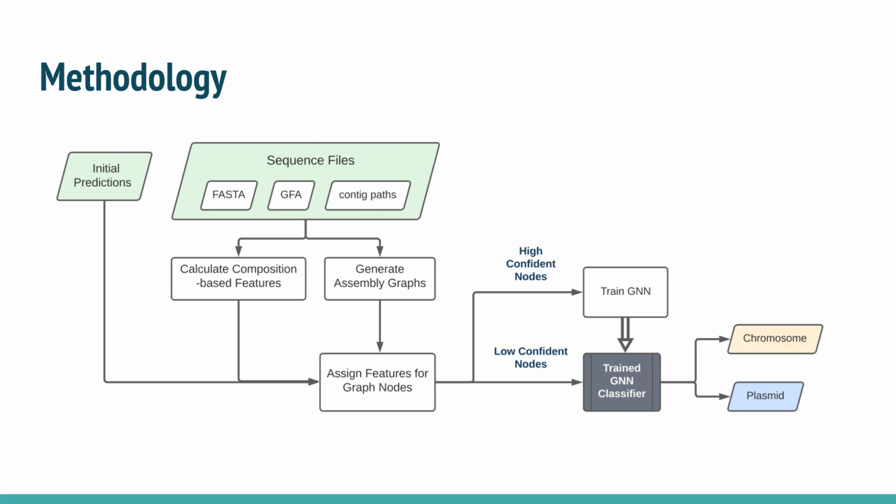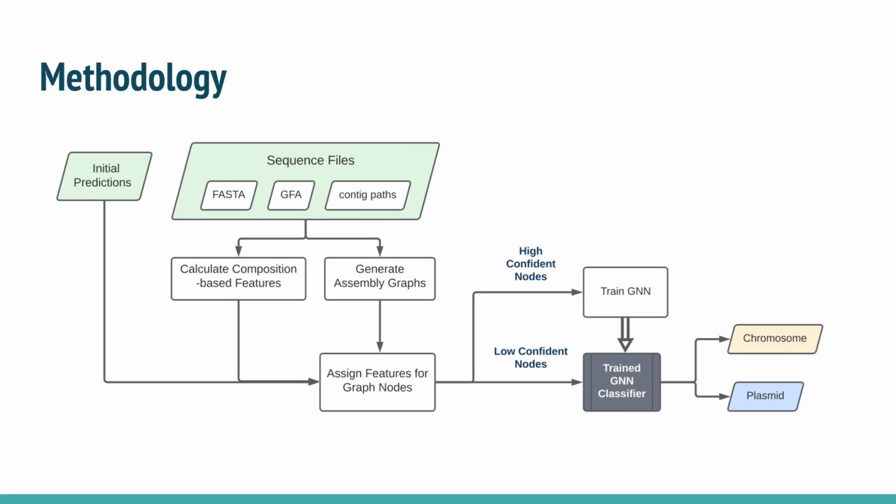The following diagram shows a high-level view of MetaGraph. MetaGraph takes the DNA sequence files and initial prediction as the input. DNA sequence files contain the following information regarding the DNA sequences: complete sequences in FASTA format, details of overlap between sequence fragments in GFA format, and mapping of sequences with their overlapping fragments, which is used to generate the assembly graphs.